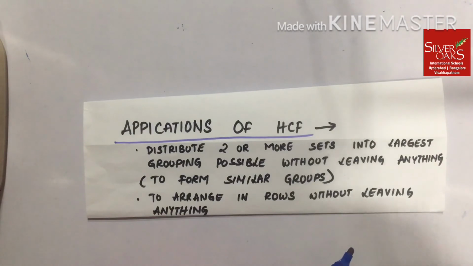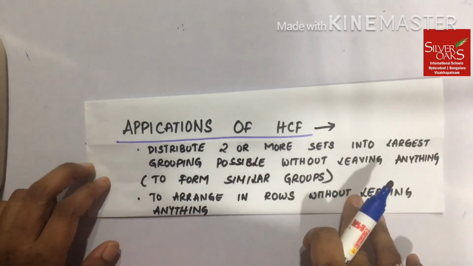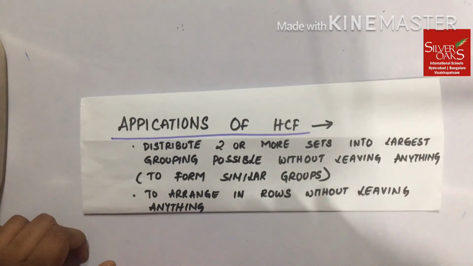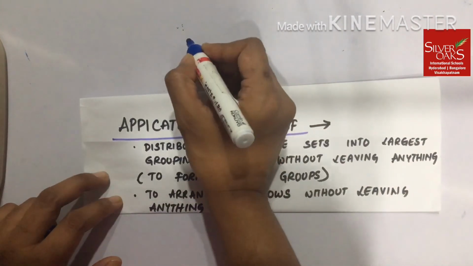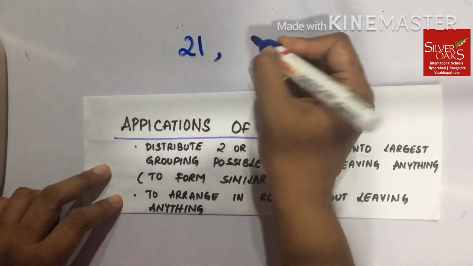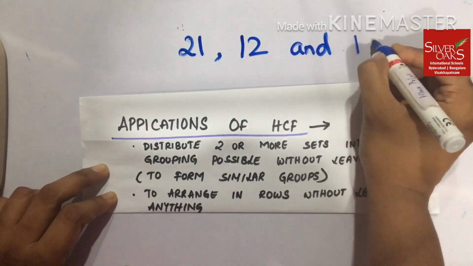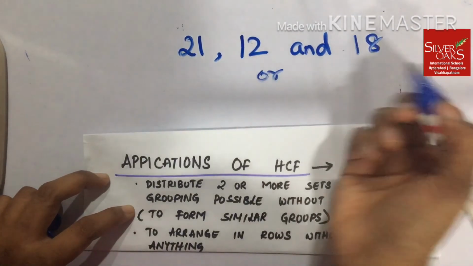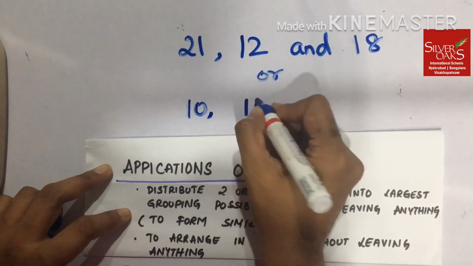Now it is your turn to try out the same using any of your numbers. Take any seeds, as I already told you, or any color papers, and try out this activity with the numbers 21, 12 and 18. Or you can take your numbers as 10, 15 and 20.